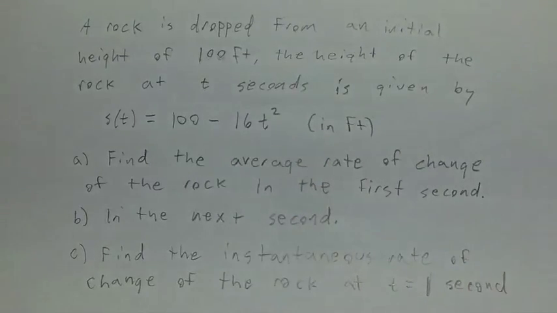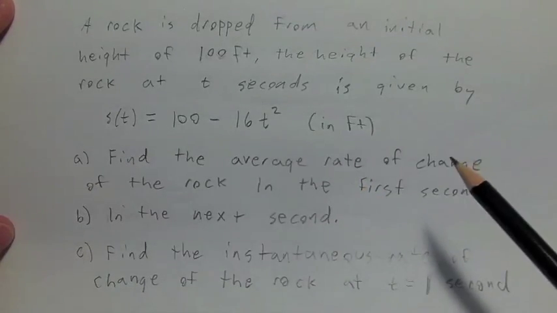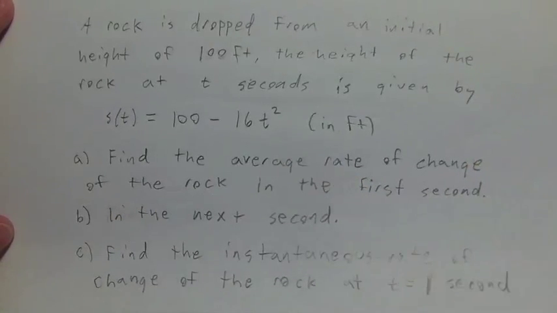There's no initial velocity, we're just dropping the rock, so it's not like we're tossing it up in the air or firing it from a catapult or anything like that. We're just dropping it. Okay. Now, first, let's find the average rate of change of the rock in the first second.